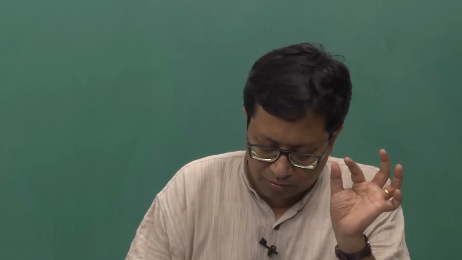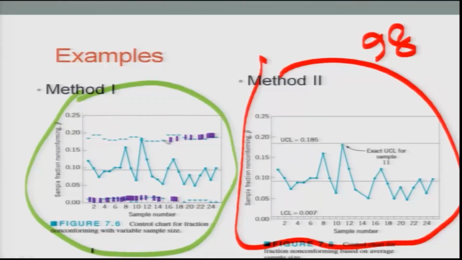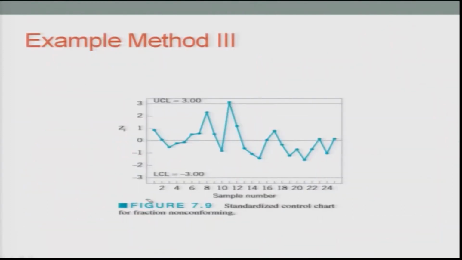If you consider where I am now erasing, you see small horizontal blue lines. These are the upper control values for each and every single change of the sample size. Similarly, for the lower control limit, these horizontal lines signify the lower control limit for different sample sizes. In method 3, as we discussed, if we use the standard control charts for fraction non-conforming, it would also be somewhat similar to the P charts.